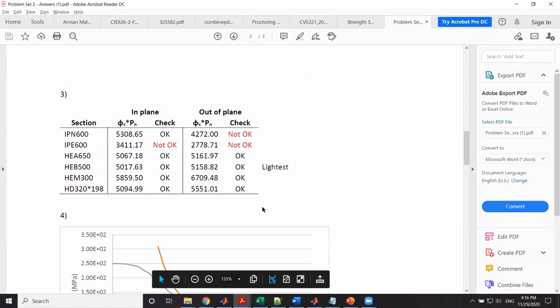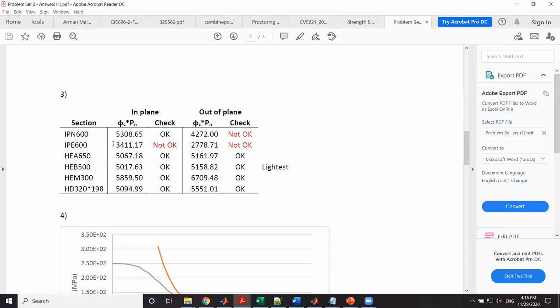So about question number 3, yeah. In here we can see that they checked many sections. And we see that, for example, this one is okay, in plane is okay, out of plane is okay. So many sections actually fit. But which one is the one that they pick, or you pick, is the one that is lightest.